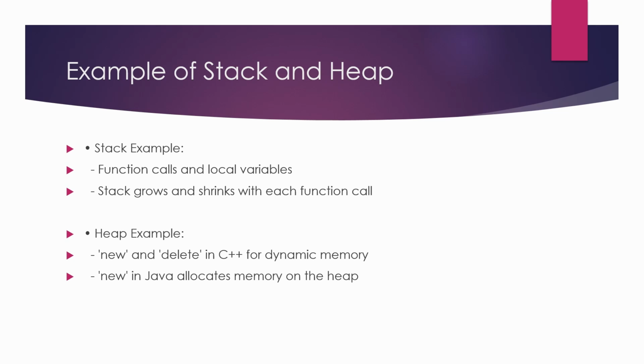Let's take a look at some examples. For the stack, when a function is called, its local variables and parameters are pushed onto the stack. When the function finishes, the stack is popped, removing those items. In the heap, we have dynamic memory allocation. For example, in C++, we use the new and delete operators, while in Java, the new keyword allocates memory on the heap, and garbage collection handles memory management.